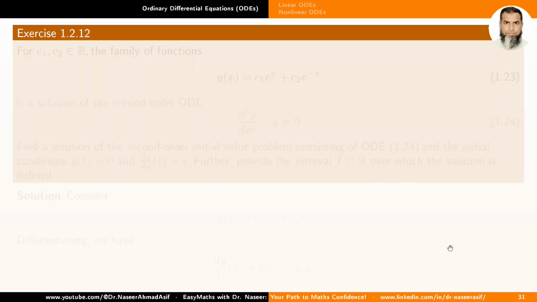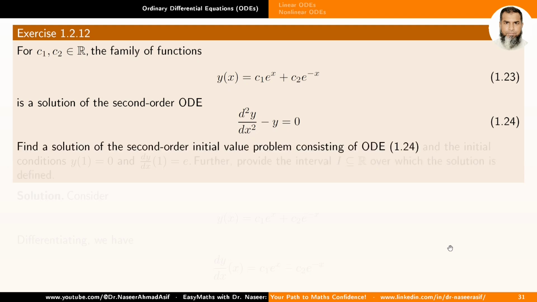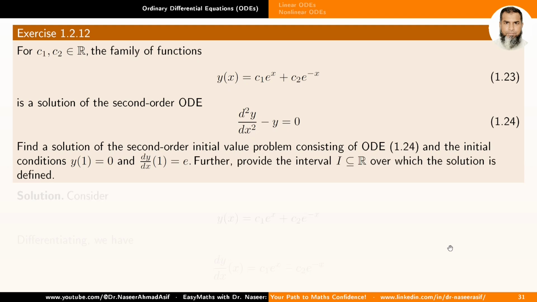Well, see another exercise. For c1, c2 belong to R, the family of functions y of x equal to c1 exponential x plus c2 exponential minus x is a solution of the second order ODE d2y by dx square minus y is equal to 0. Find a solution of the second order initial value problem consisting of ODE 1.24 and the initial conditions y of 1 is equal to 0 and dy by dx of 1 is equal to e. Further provide the interval I subset of R over which the solution is defined. Well, see solution.